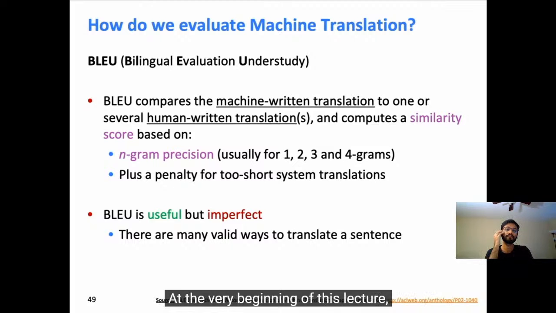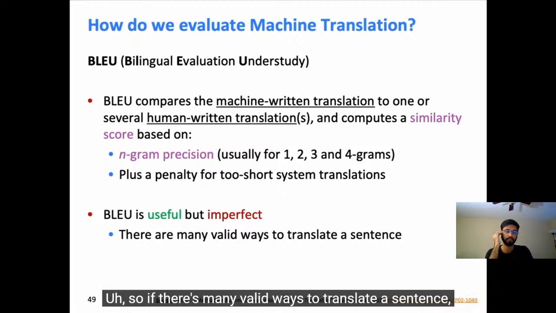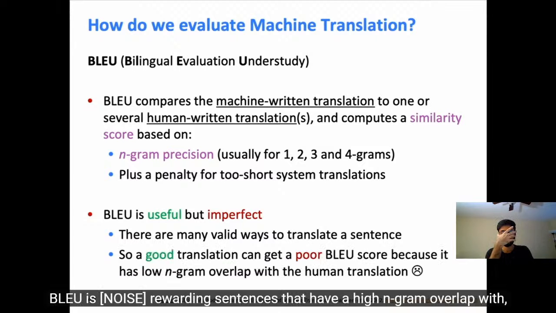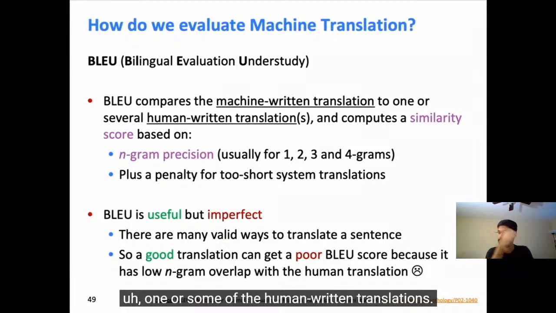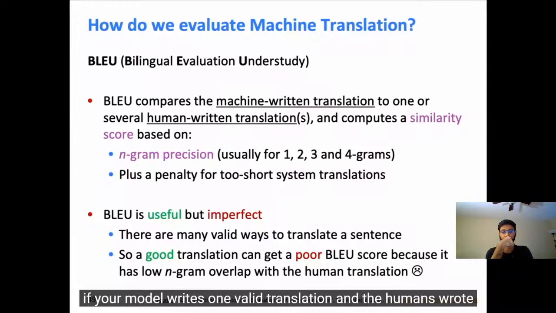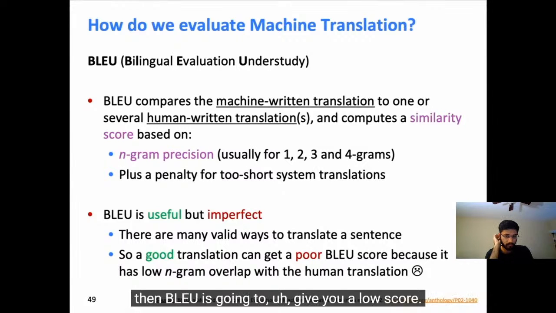At the very beginning of this lecture, I asked how do we translate that sentence by Rousseau, and there were at least a few different options that came up. So if there's many valid ways to translate a sentence, how does BLEU recognize that? BLEU is rewarding sentences that have a high n-gram overlap with one or some of the human written translations. But if your model writes one valid translation and the humans wrote a different valid translation and they don't have high n-gram overlap, then BLEU is going to give you a low score.